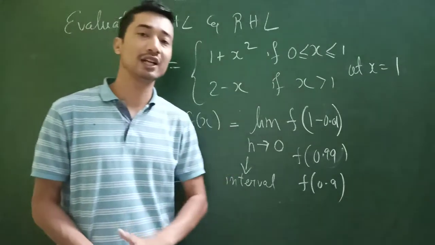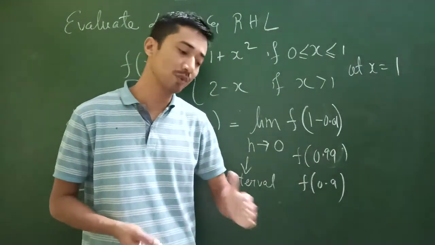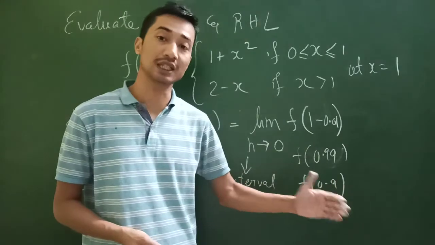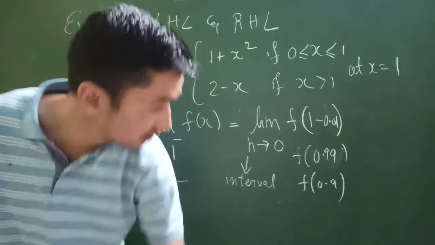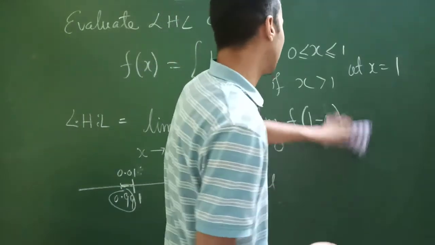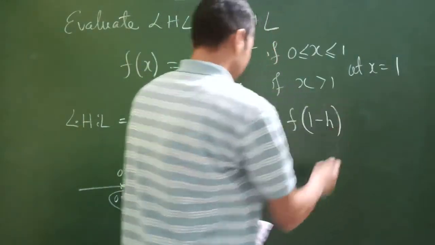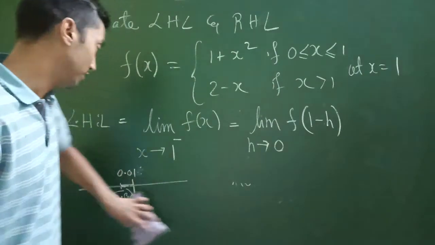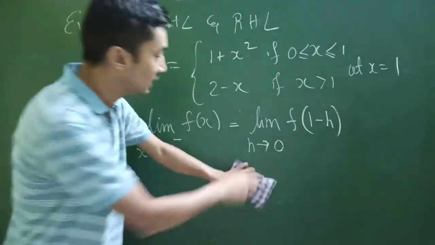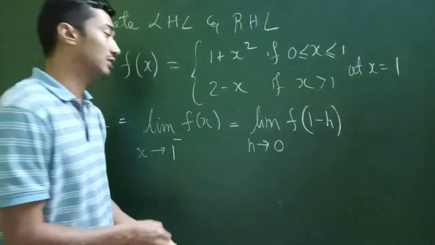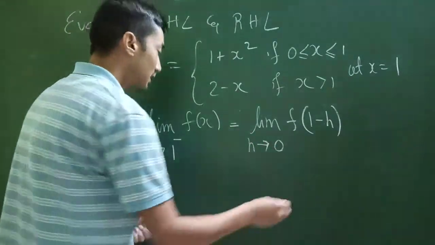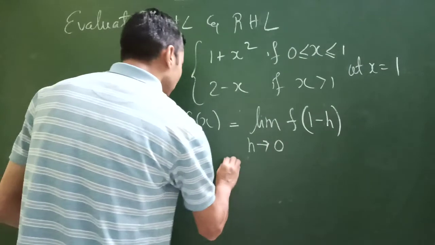But this is general. We are not finding it out for 5, 6, 7 different points. We don't have time for that. So in general, we simply represent it in terms of interval, that is 1 minus h. I hope you have understood that point. That's why it's written here: h tends to 0, a very small interval, not 5, 6, 7, 8 and all. After that, what we do is we simplify the function.